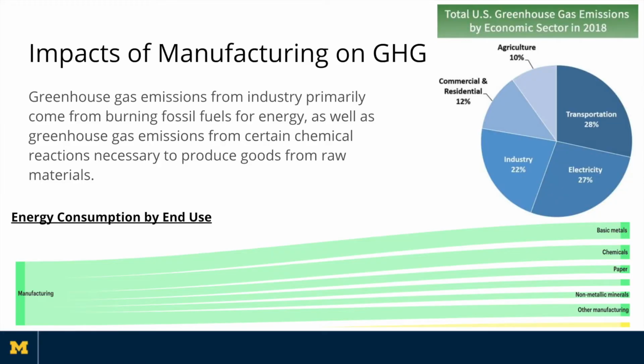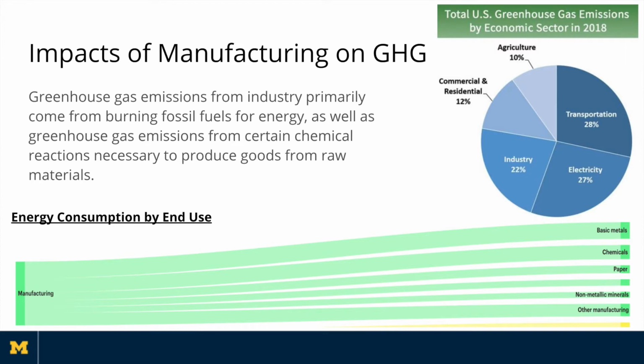The manufacturing sector is a large source of pollution, greenhouse gas emissions, and human health hazards. We will discuss industrial pollution later in the air module, but this chart on the right shows that 22% of all greenhouse gas emissions in the United States come from industry. These industry emissions primarily come from burning fossil fuels for energy and certain chemical reactions necessary to produce goods from raw materials. The U.S. Energy Information Administration estimates that in 2019, the bulk chemical industry was the largest industrial consumer of energy, followed by the refining industry and the mining industry.